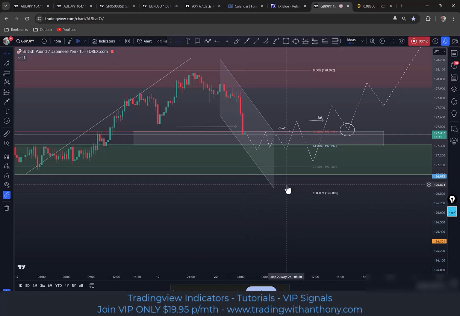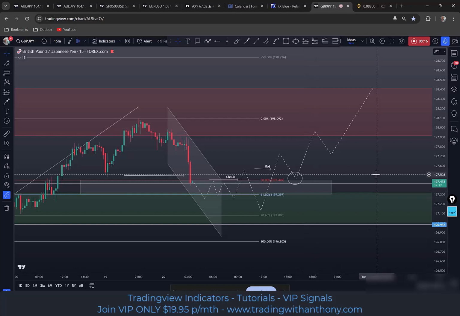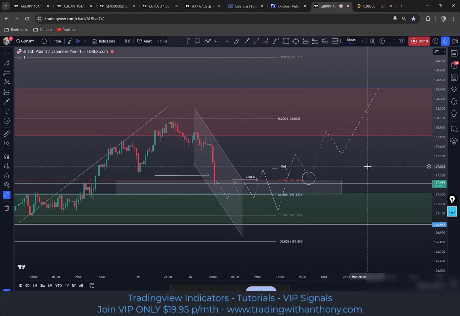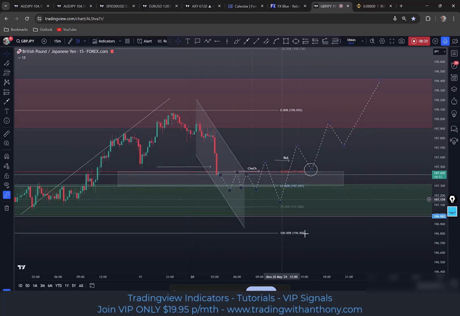Guys, that's my take on the pound yen at the moment. Wait for the setup. I'm bullish. We want to see the pullback and price action shaping up.